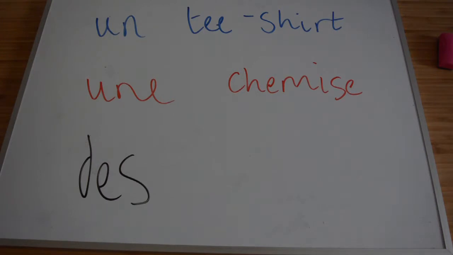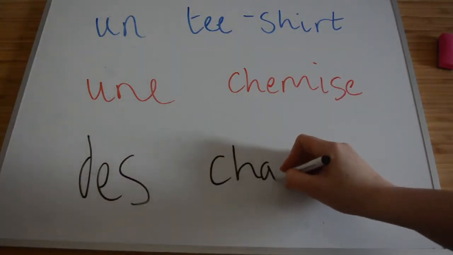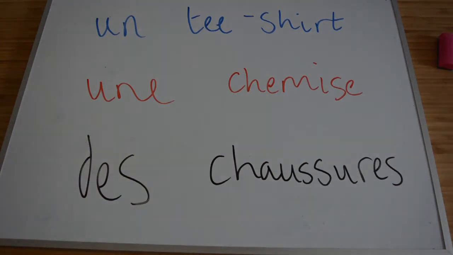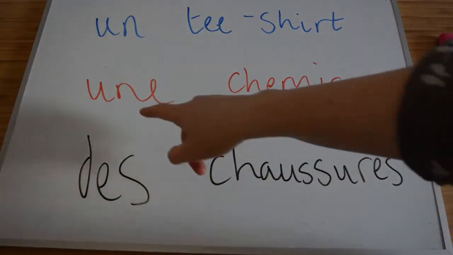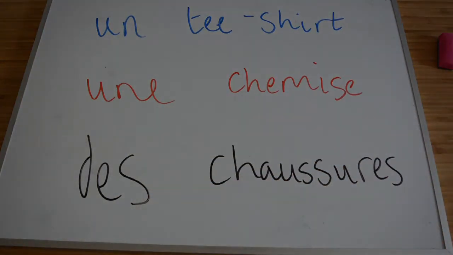Feel free to make notes of this on your sheet if you'd like to, if you think it will be clearer for you. Des, on the other hand, you would use it for the word chaussure. Maybe not so easy to guess. That means some shoes. You've always got more than one shoe, hopefully, so it's some shoes. A t-shirt, one singular t-shirt, une chemise, a shirt, des chaussures, some shoes.